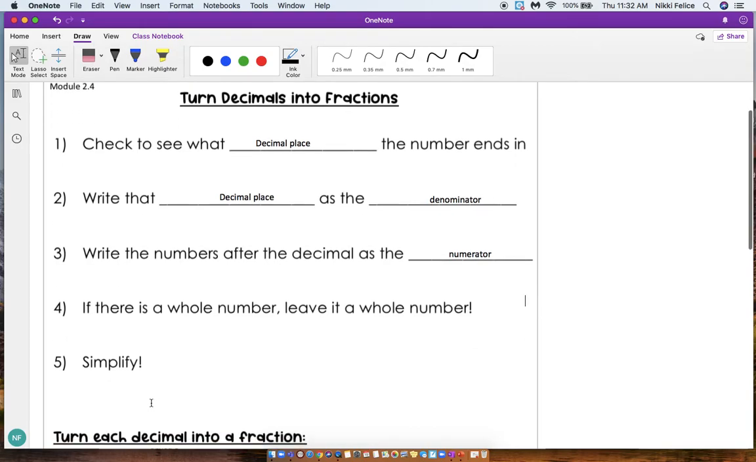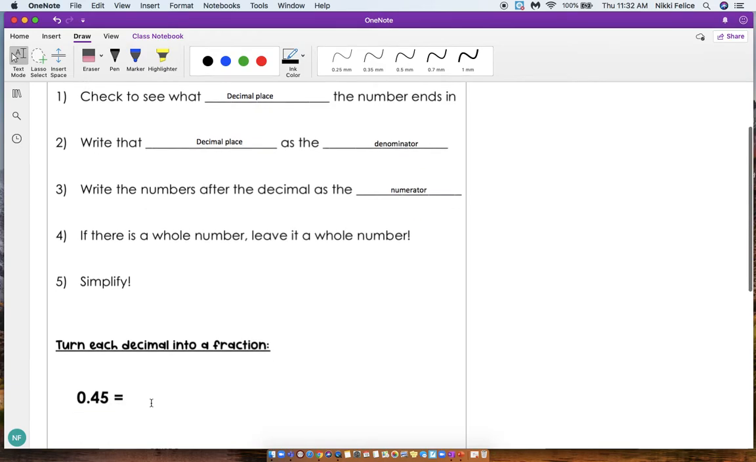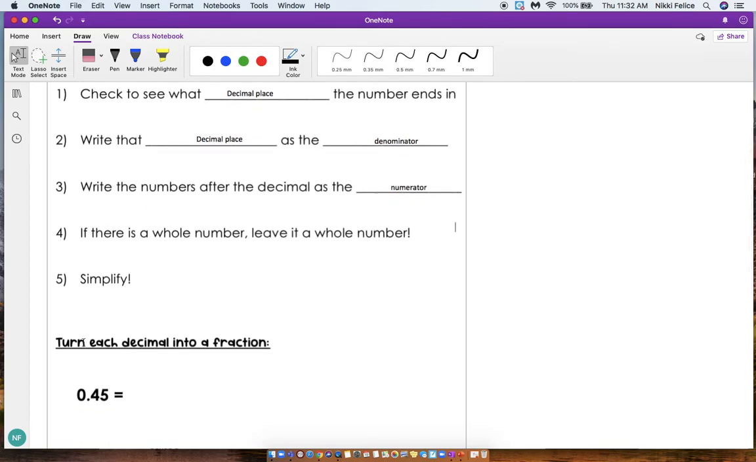So what would that look like? Let's try a few examples. We're going to turn the decimal 0.45 into a fraction. So our first step, just like it says up top, is to check to see what decimal place the number ends in. Well, 0.45, 4 would be the tenths place, 5 is the hundredths place. So this number is 0 and 45 hundredths.